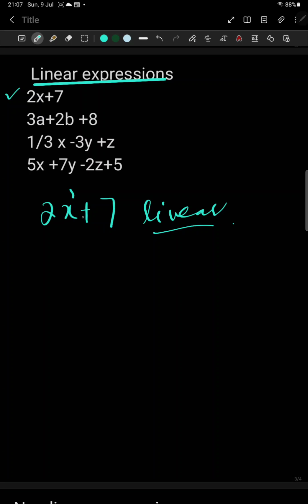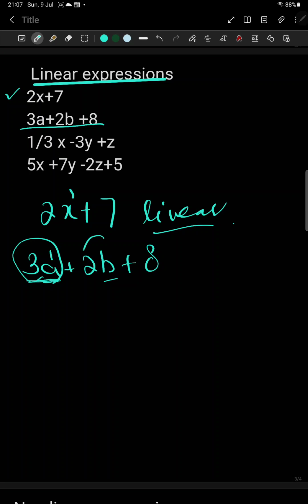The linear expression having the power 1. For example, this one, 3a plus 2b plus 8. It is having 3 terms, 2 variables, and in each term the power, the index in each term, should be 1. In this term the index is 1. In this term the index is 1. So this is linear. So we will categorize it as linear.